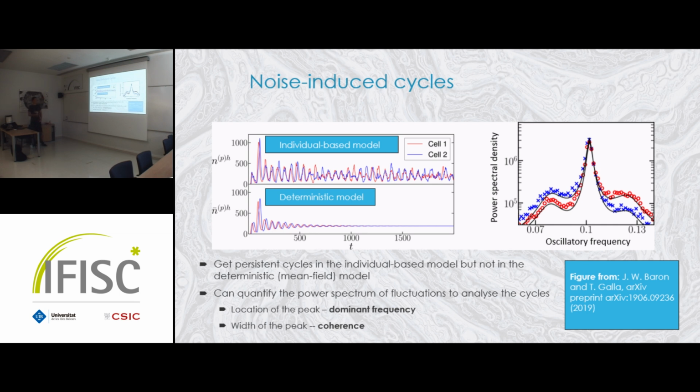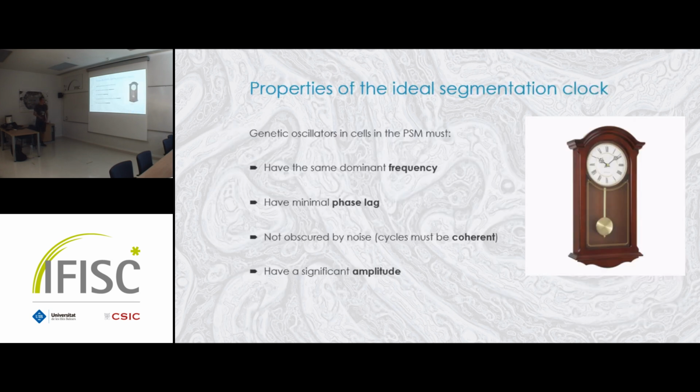So this brings up the question: what kind of properties are we looking for in our cycles for them to be useful as a segmentation clock? I've compiled a list of the properties that we need to be viable as a segmentation clock. The oscillations in different cells must have the same dominant frequency, and they must have as little phase lag as possible between the two cells in order for them to agree on what time it is, if you like. So they must be oscillating in unison.